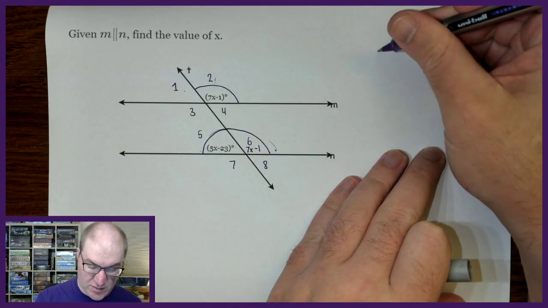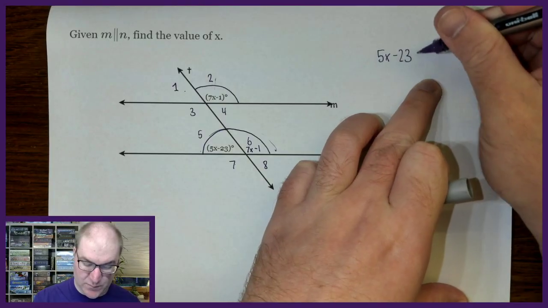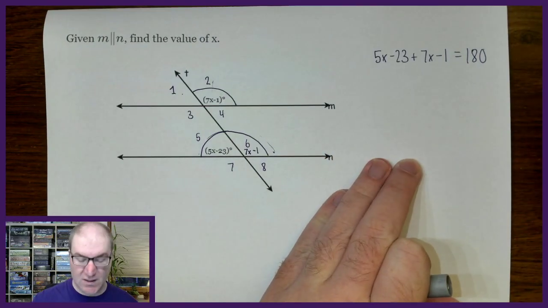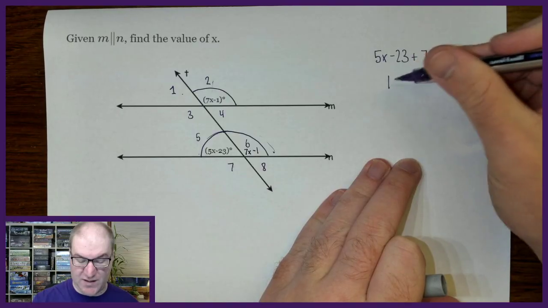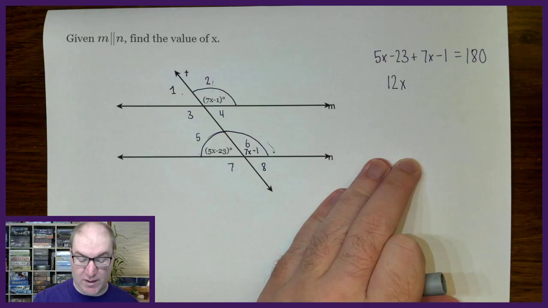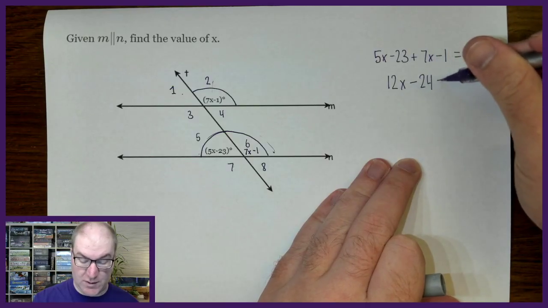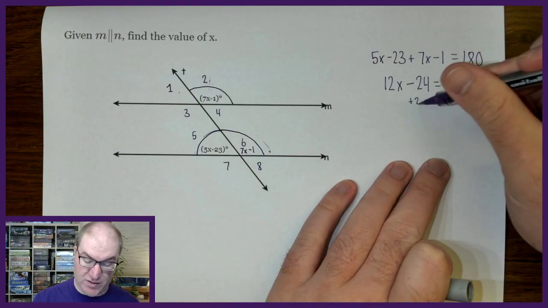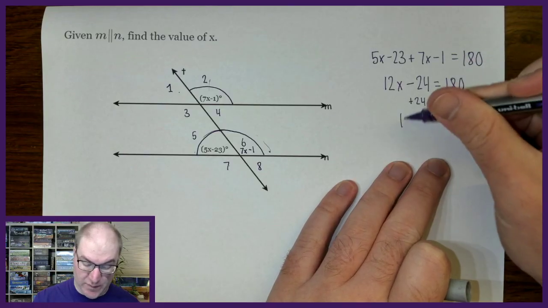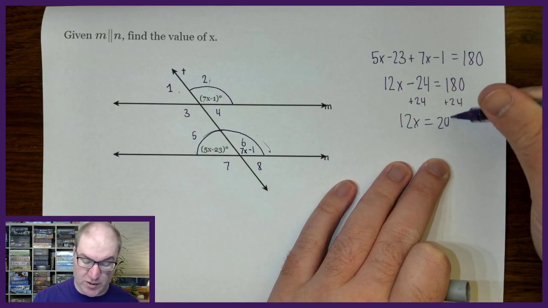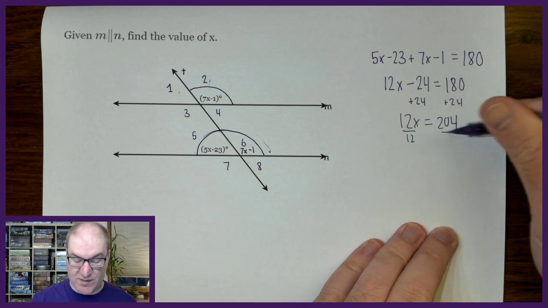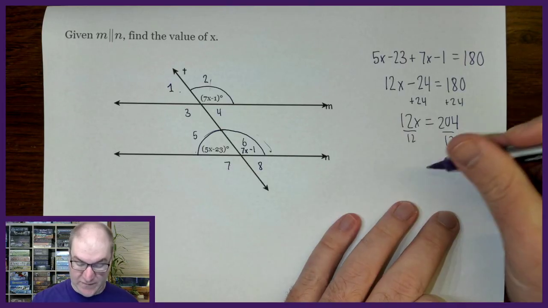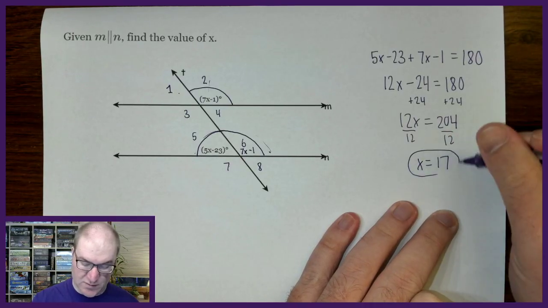So let's solve this question. 5x minus 23 plus 7x minus 1 equals 180. Let's combine like terms. 5x plus 7x is 12x. Negative 23 minus 1 is negative 24. And that still adds up to 180. Let's use inverse operations. Plus 24. We have 12x equals 204. Let's divide both sides by 12. 204 divided by 12 is 17. So x in this problem is equal to 17.